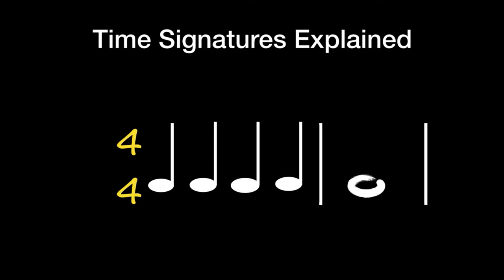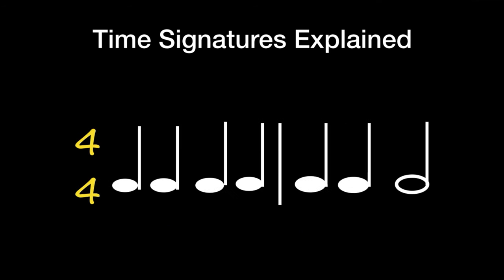If we were to write out the counts here, it would be 1, 2, 3, 4 for the first 4 quarter notes. And then again, that whole note would also get all 4 beats. As I said earlier, it depends on how fast your song is. So we can do this slower or we can do this faster depending on the type of song. But 4-4 time doesn't necessarily say you're going to play the song fast or slow.